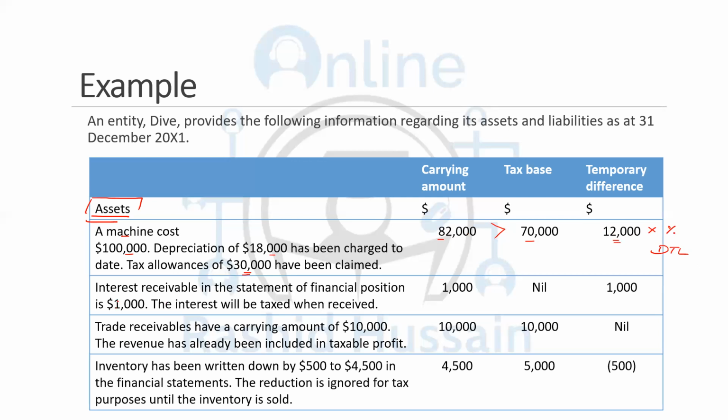In the second example, interest receivable in the statement of financial position is 1,000. Interest receivable is an asset, right? Is an asset. So we are showing that figure in the positive. The interest will be taxed when received. So the tax base is nil because the interest income is not accepted unless and until it is being received. So you see here again, the carrying amount is more than the tax base, and this will give rise to the taxable temporary difference. And again, when you multiply it by the percentage, you get the deferred tax liability.